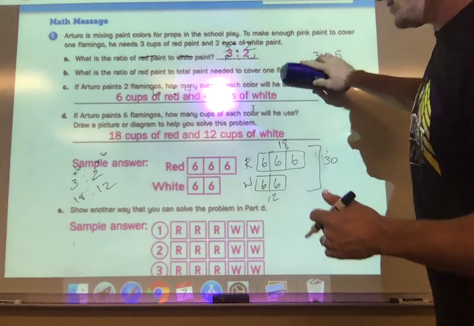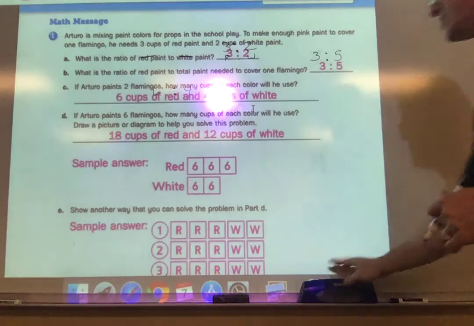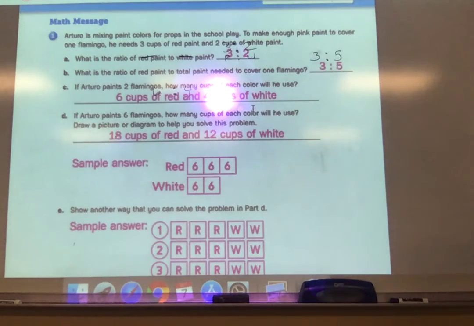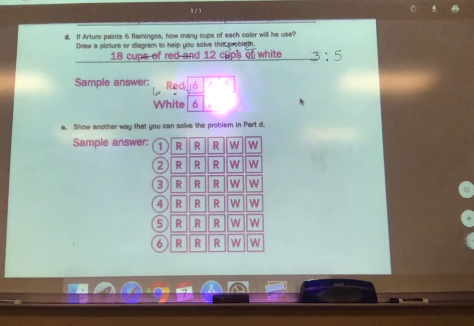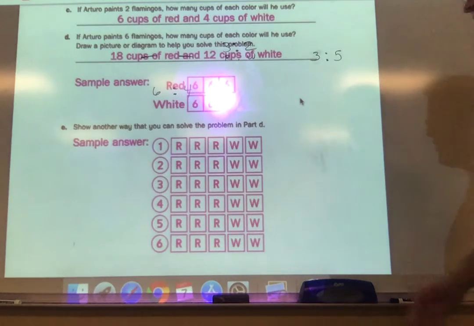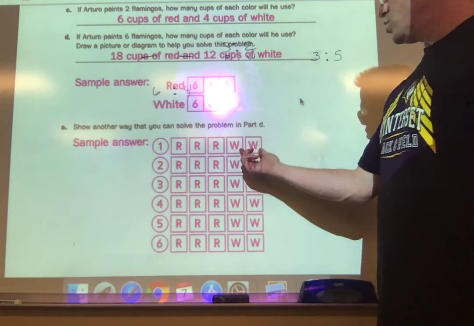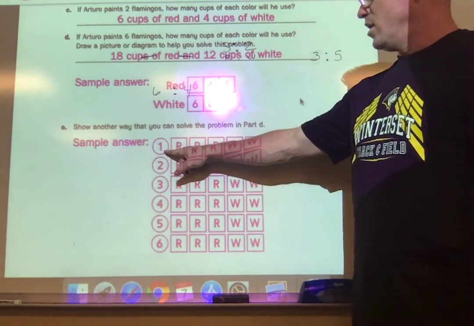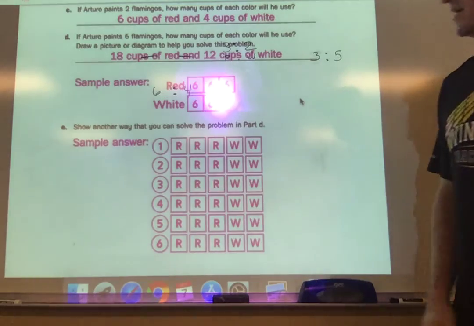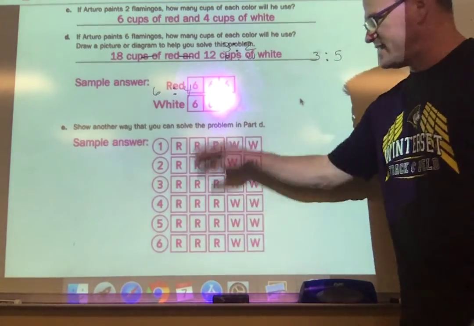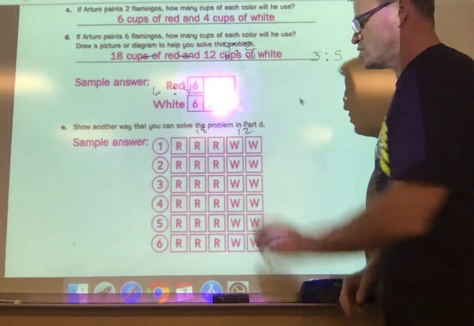I'm going to erase this now, and we'll pause it if we need to when we're watching this video so you can get those written. But another way to look at this is the picture, which probably takes a little longer. I don't think I'd do it this way, but 3 reds for every 2 whites would be my 1 flamingo that would get painted. I have to do this 6 times in a row, and then I could figure out the total by adding all these up, and I still get 18 reds to 12 whites.